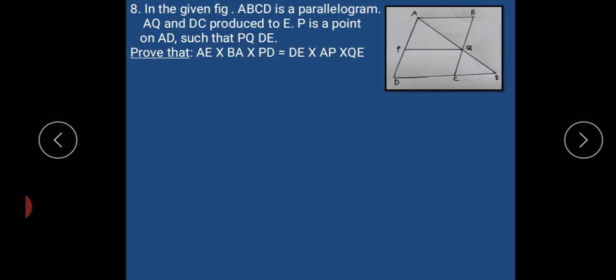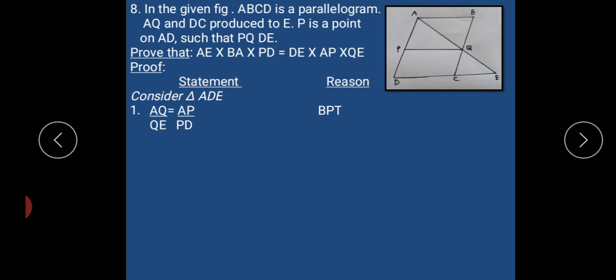Now, here you will find it is not the ratio which is cross multiplied, but there are 3 sides, the product of 3 sides on one side and the product of 3 sides on the other side. How to deal with this? First, we'll go to the BPT. Consider triangle ADE. AQ upon QE is equal to AP upon PD. Cross multiply. You get AQ into PD is equal to AP into QE.